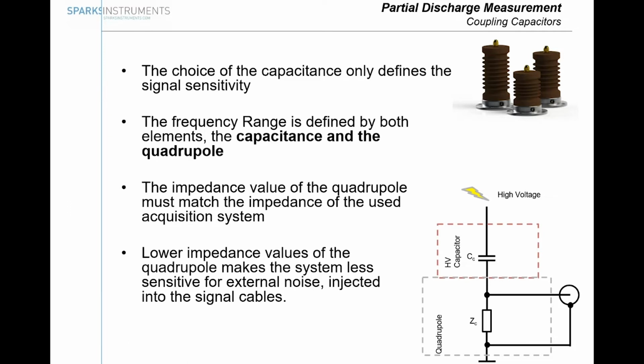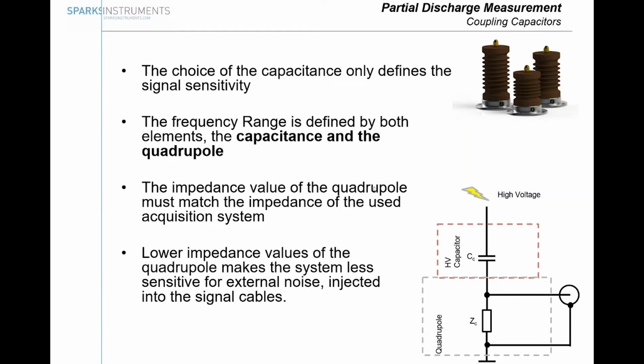Unfortunately, purchasers often define only the capacitors. So they only define one element. But generally, what they should specify is a frequency range, because the frequency range is defined by both elements. So the frequency range of the coupling capacitor is defined by the capacitor and the quadrupole.